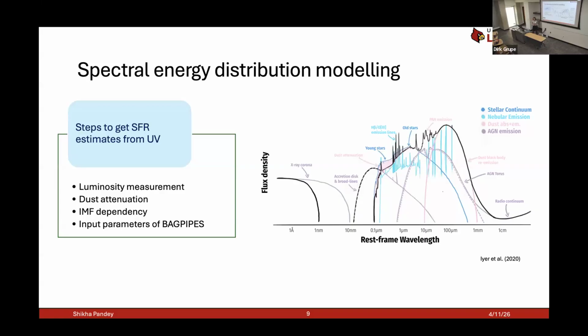So I cannot worry about this as much. But BAGPIPES is the modeling that we're using, and it takes input parameters for luminosity, dust, and IMF, and then spits out the cosmic star formation history and star formation rate of the galaxy.